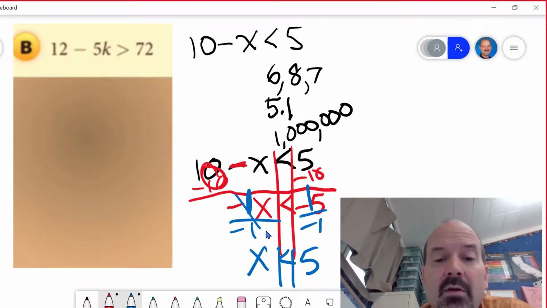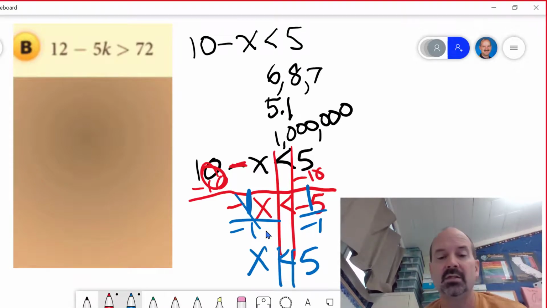Okay. But my solution says the number has to be less than 5. However, as Jacob put in the chat, it has to be a number greater than 5. All the numbers you picked were greater than 5. 6, greater than 5. 7, 8, 5.1, 1 million, 100. They're all greater than 5. My answer is exactly wrong.